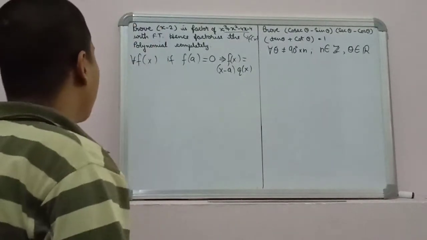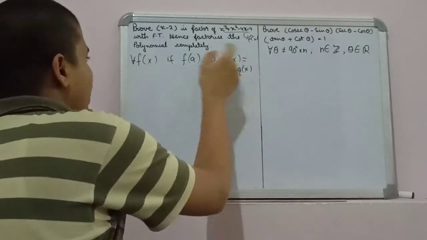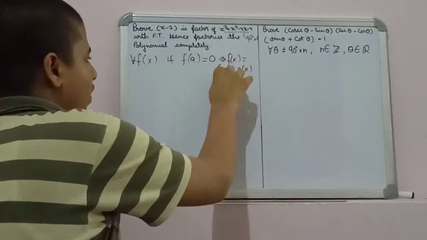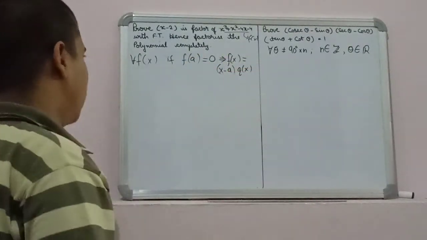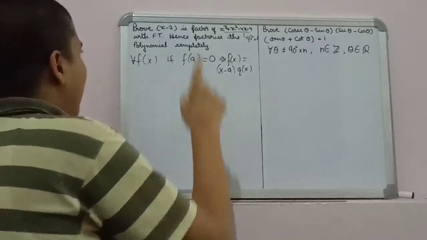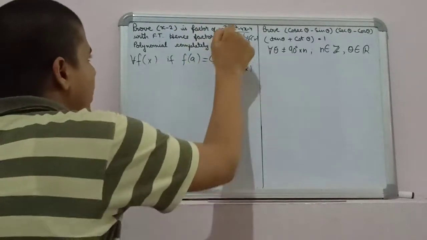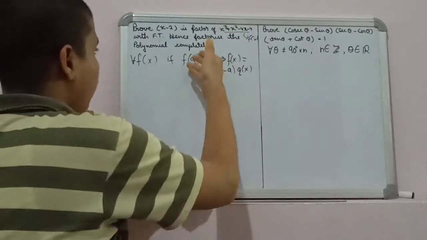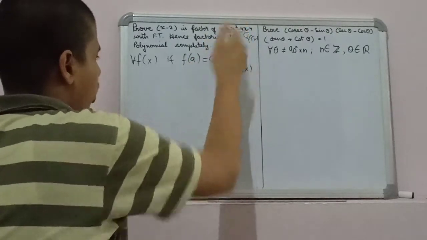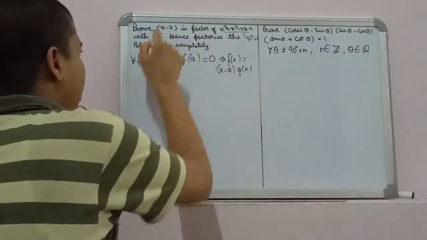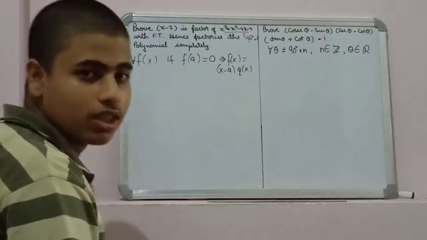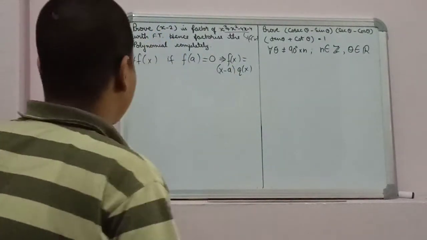Okay then. And why does that make sense? Because if f of a is 0, if you put a in this polynomial, this is also equal to 0 because 0 times anything is 0. So if I were to prove that f of 2 is equal to 0 in this polynomial, that would mean that x minus 2 is a factor of f of x.